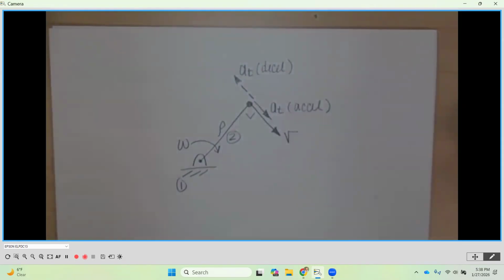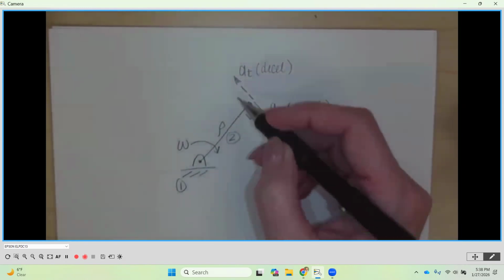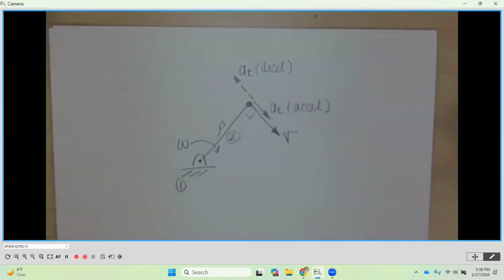They will always be perpendicular to the radius of rotation. So perpendicular to that, and they're either going to go in the direction of motion or opposing it, depending on if we're accelerating or decelerating. Easy, right?